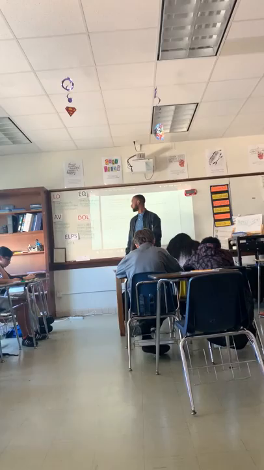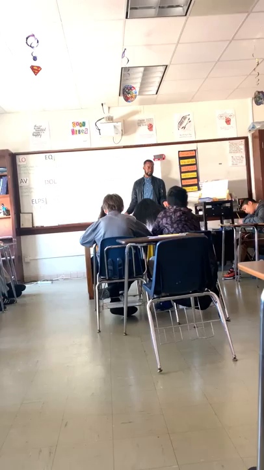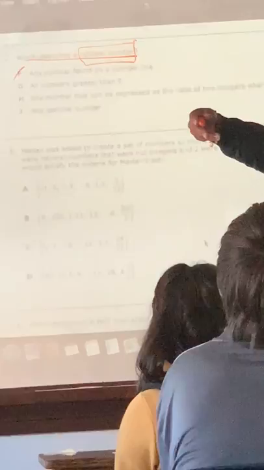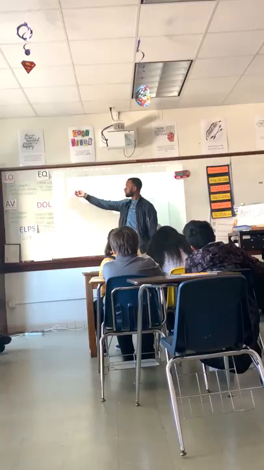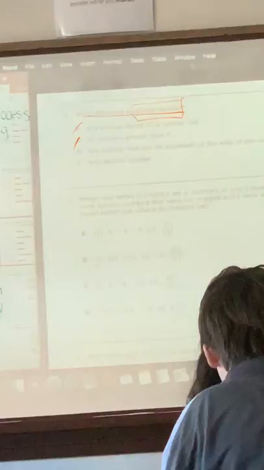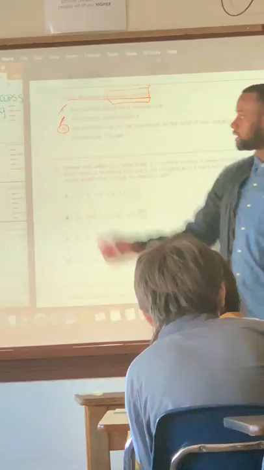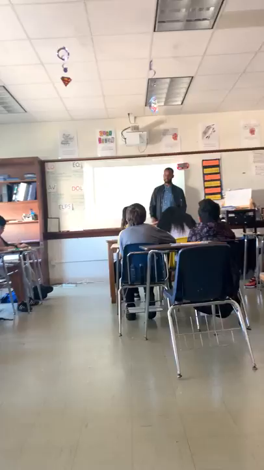So, F, any number found on a number line? That's true, but is that the best definition of a rational number? No, right? So F is not the right answer. G, all numbers greater than 0. All numbers greater than 0 are what kind of numbers? Positive. Aren't negative numbers rational numbers? Yeah. So that's not the best definition. H, any number that can be expressed as the ratio of two integers where the denominator is not 0. Yes, right? That's the formal definition of a rational number. J, any decimal number. Aren't mixed numbers rational numbers? Yeah. Aren't negative numbers rational numbers? Yeah. So we're looking for the best definition, which is H, okay?